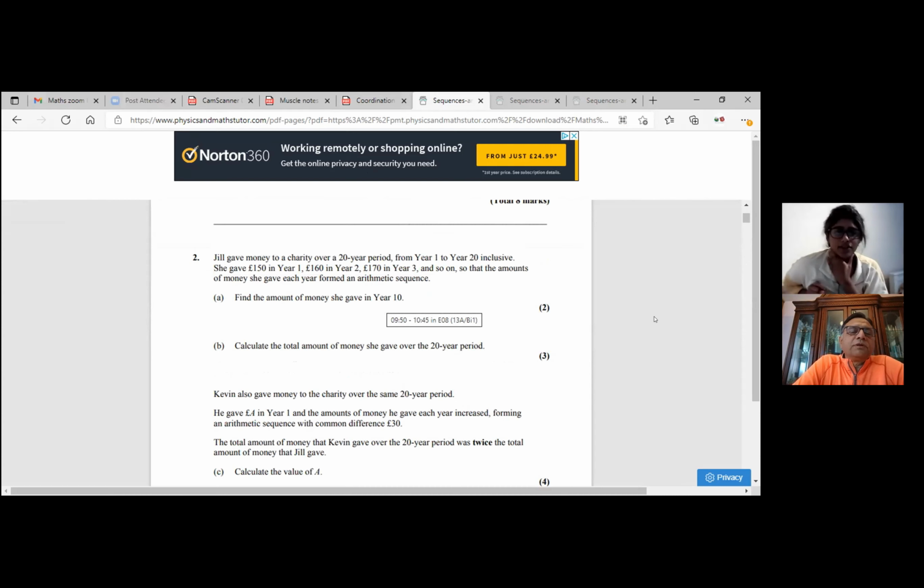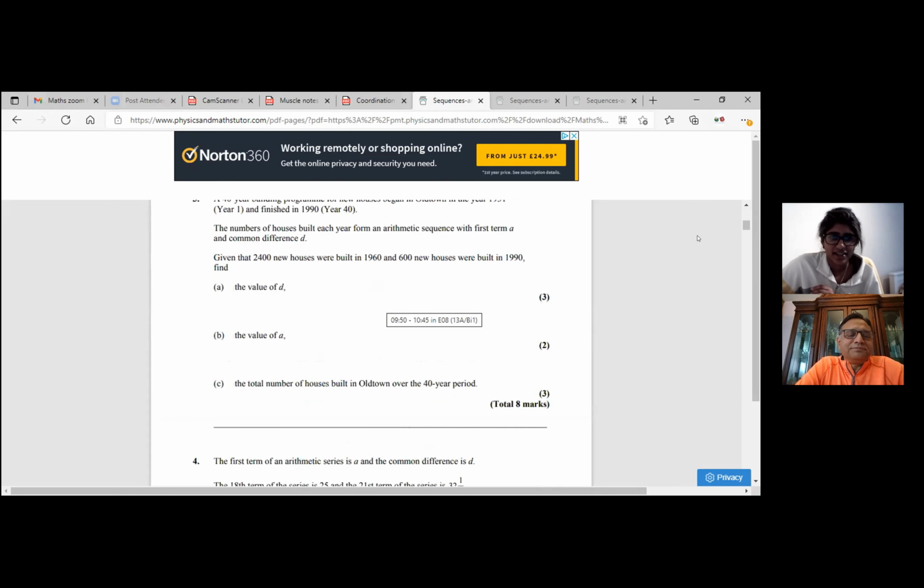Okay. So Jill gave money to a charity over a 20-year period from year 1 to year 20 inclusive. She gave £150 in year 1, £160 in year 2, £170 in year 3, and so on. So that the amounts of money she gave each year formed an arithmetic sequence. Part A. Yeah. We can skip it. Move to the third question.